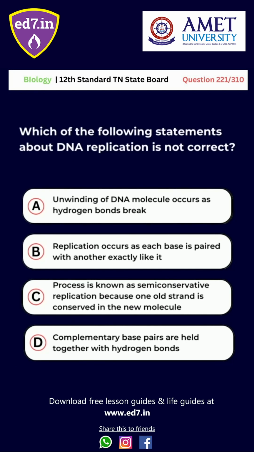Question number 221. Which of the following statements about DNA replication is not correct? Option A. Unwinding of DNA molecule occurs as hydrogen bonds break. B. Replication occurs as each base is paired with another exactly like it. C. Process is known as semi-conservative replication because one old strand is conserved with new molecule. D. Complementary base pairs are held together with hydrogen bonds. The answer is option B. Replication occurs as each base is paired with another exactly like it.